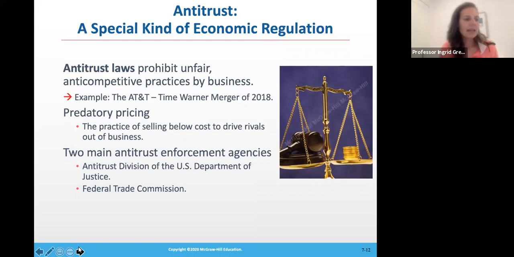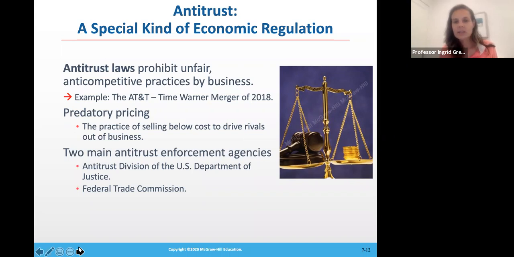So why does that happen? That's because of predatory pricing, which is the practice of selling below cost to drive rivals out of business. So, right, if you have a company that drops its prices so low that it gets all the business, then it can potentially drive its competitors out of business. So the regulations stop organizations from doing that. If the government sees a company doing that, then they have the right to go in and stop the company from selling the product.